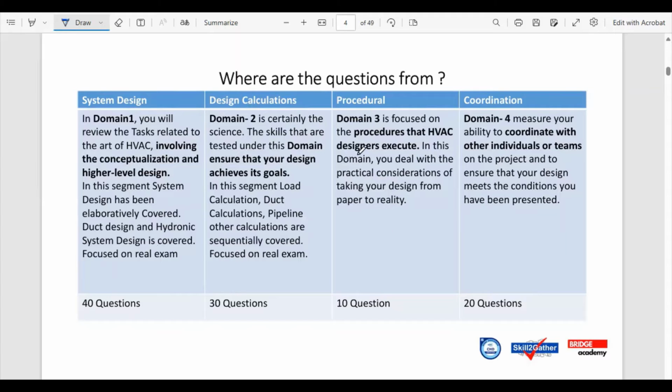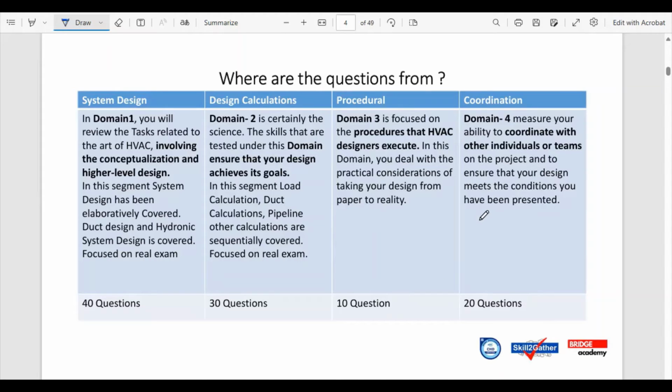Only 10 questions are from procedural. Procedurals are like how you're going to execute an HVAC design project. For instance, if you are sent to a project, what is the very first thing you're going to do? You're going to have a survey and get the data collected. All these things are from procedurals. Procedurals are only 10 questions, very easy to answer. If you are in the practical field, you already know these 10 questions.